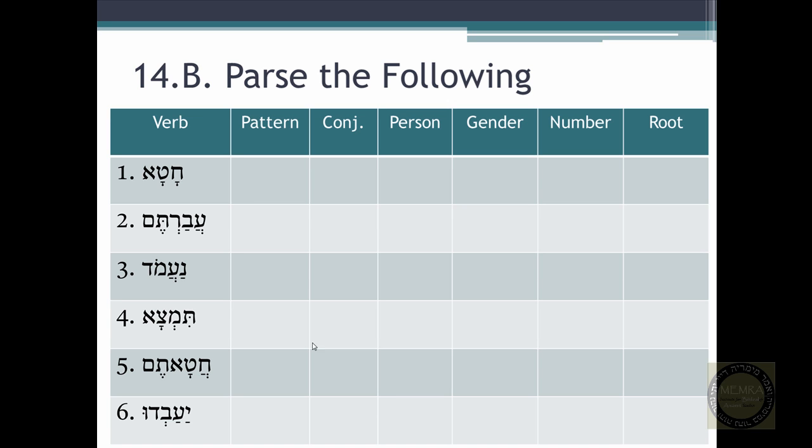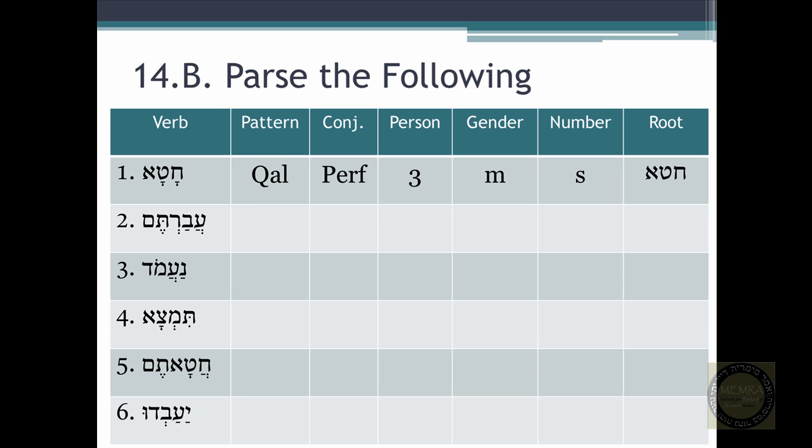So, if we look at number 1, we have katav. Does it have a prefix? No, it does not. So we know right away it's qal perfect, and it has no suffix, so this is the simplest form. This is the qal perfect third masculine singular from the root katav.